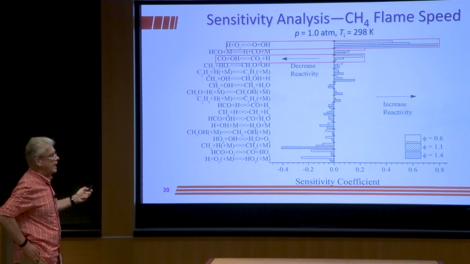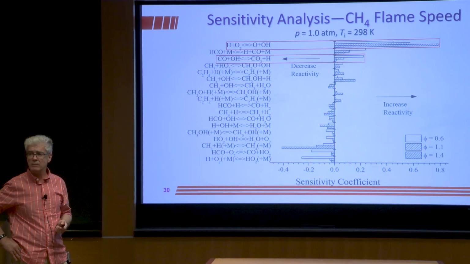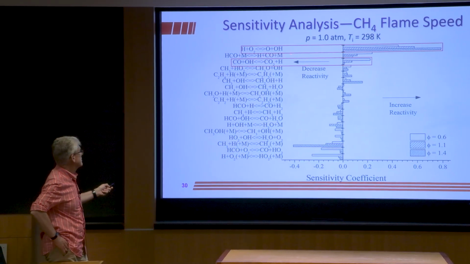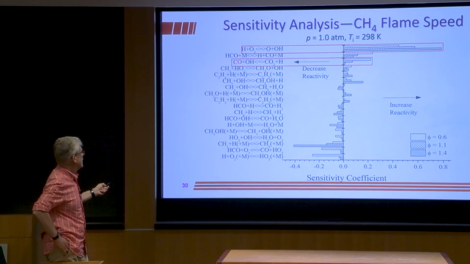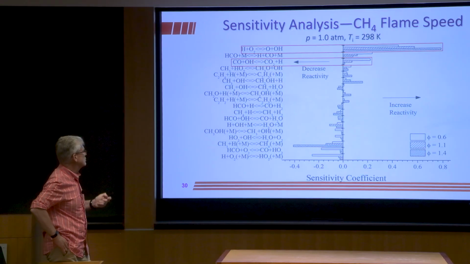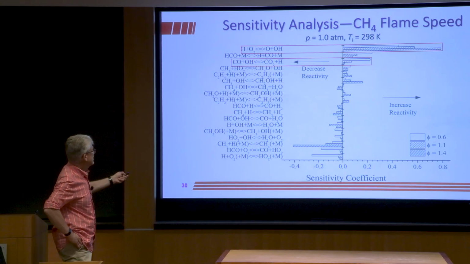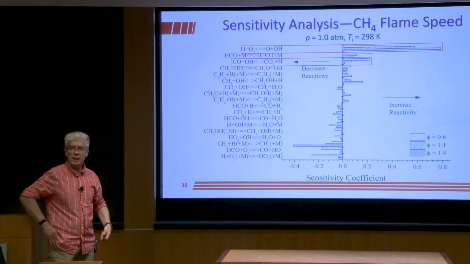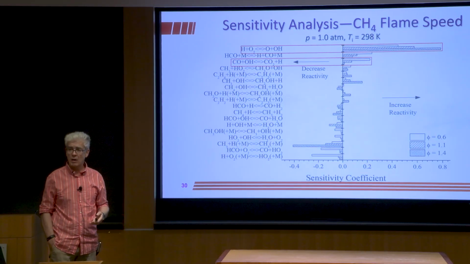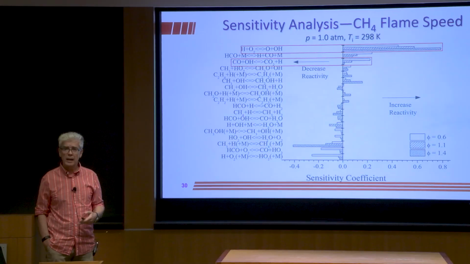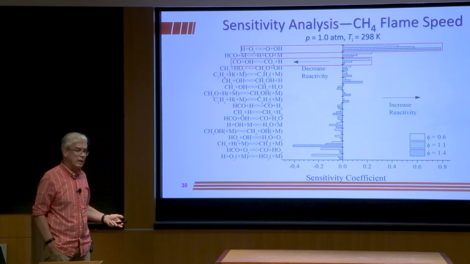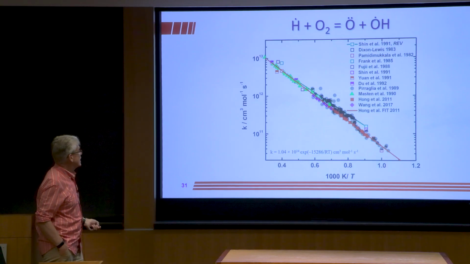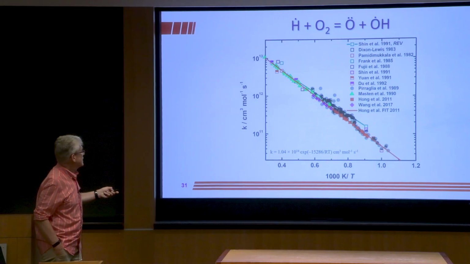So where do I get the H plus O2 gives O plus OH rate constant from? Where do I get the HCO plus M giving H plus CO plus M rate constant from? And where do I get the CO plus OH giving CO2 plus H rate constant from? And then I go down through the list, maybe not all of them, but I give you a sense and a flavor of the rigor that we go through in assessing the rate constant and arriving at a rate constant for each reaction.